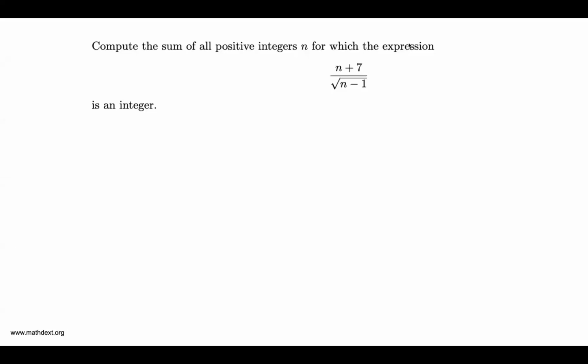Compute the sum of all positive integers n for which the expression n plus 7 over square root of n minus 1 is an integer. Okay, so let's take a look at this, and we want this expression to be an integer.